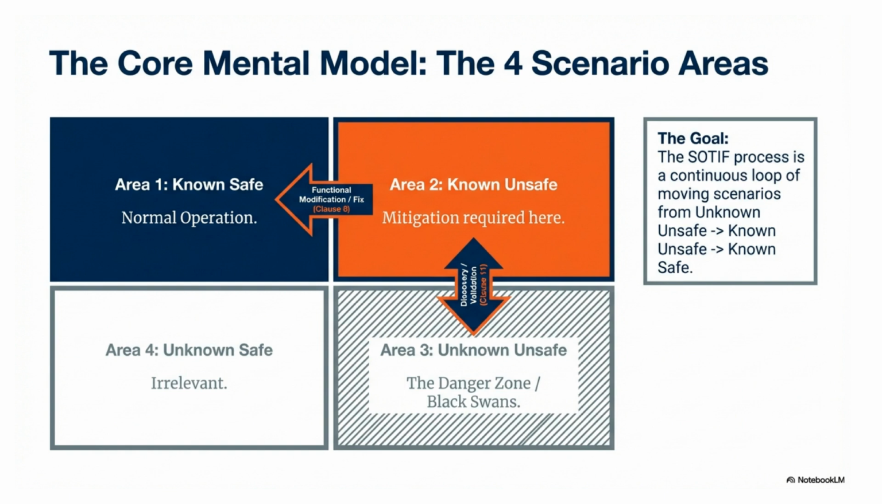The heart of SOTIF is this four-quadrant model, sorting scenarios by knowledge and safety. Area 1 is the known safe zone for normal operation. Area 2 contains known unsafe risks requiring mitigation or ODD restrictions. Area 3 is the critical, unknown unsafe zone of undiscovered black swans. Area 4 covers safe but unknown scenarios.